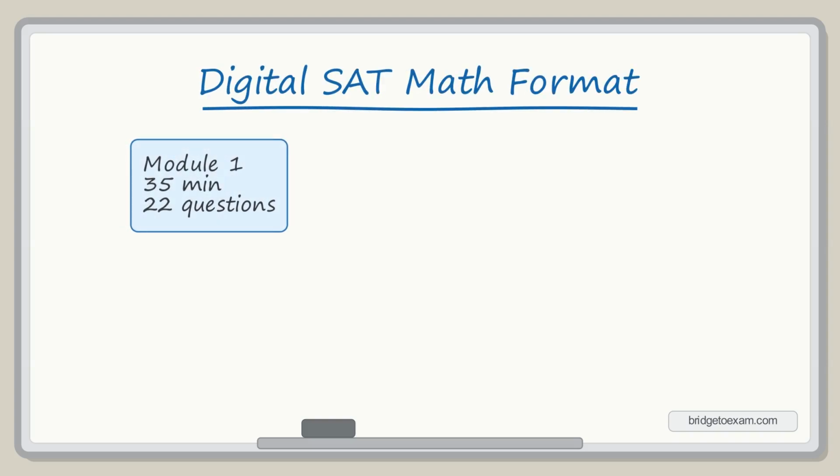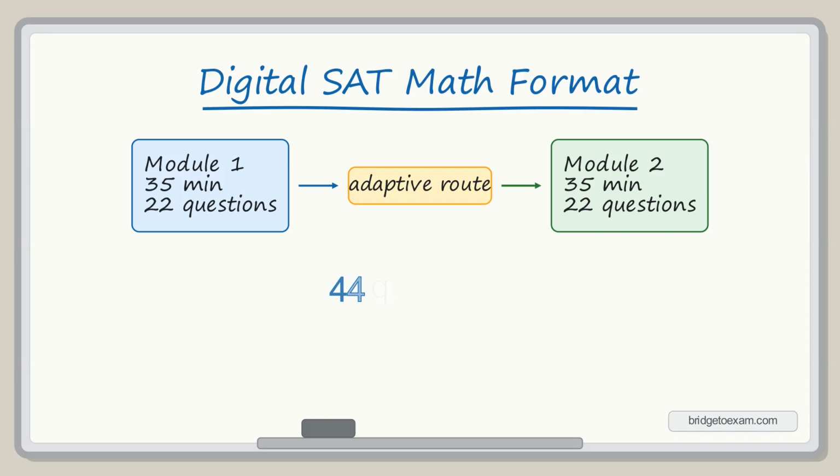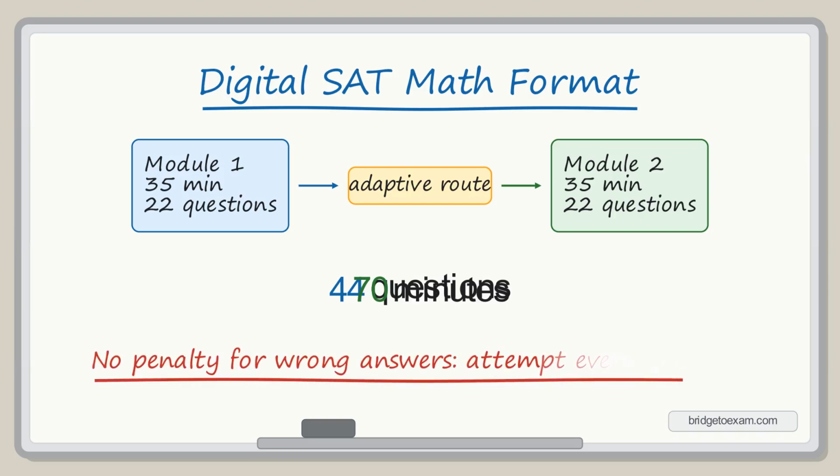Each module has 35 minutes and 22 questions. That means 44 questions in 70 minutes. Module 2 is adaptive, so your Module 1 performance influences the difficulty and score ceiling of the second module. There is no negative marking, so never leave a question blank. If you are stuck, eliminate what you can, make your best provisional answer, flag it, and keep moving.